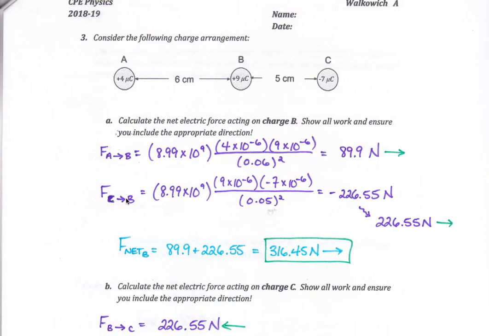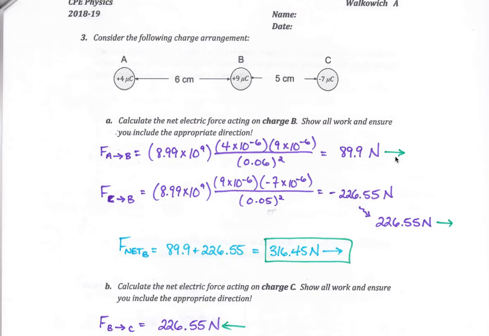For the force of C acting on B, I plug in K, Q for B, Q for C, divided by the distance in meters between them squared, and I actually get a negative 226.55 newtons. Now again, the negative doesn't imply direction, it implies attraction. That means C is attracting B. That means B will be attracted to the right in terms of C, so the 226.55 is directed to the right. I will write a rightward directed arrow and erase the negative.